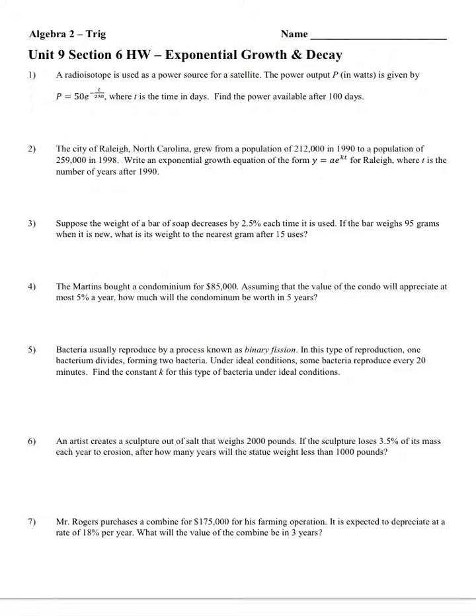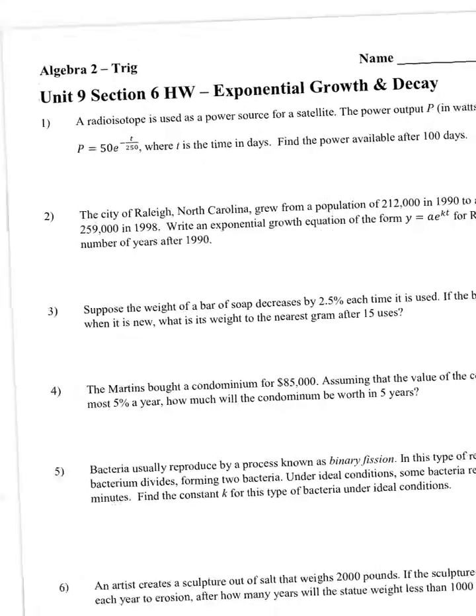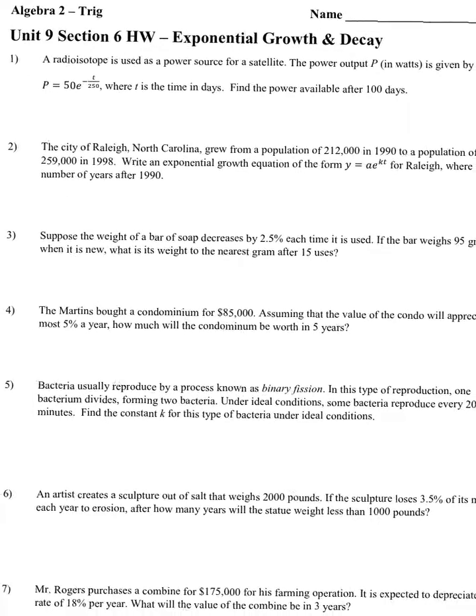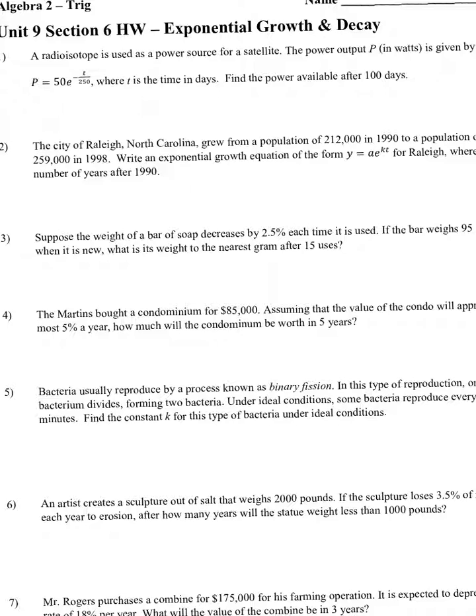All right, and let's look at an example here. We'll do number 1, which is the first one. So let's make this a little bit bigger. It said a radioisotope is used as a power source for a satellite. The power output P, which is in watts, is given by P equals 50 times e to the negative t over 250, where t is time in days. We need to find the power after 100 days.